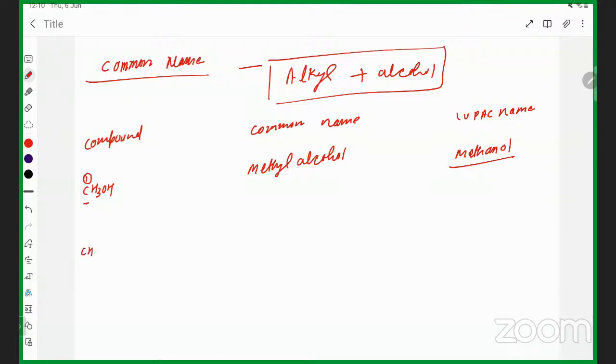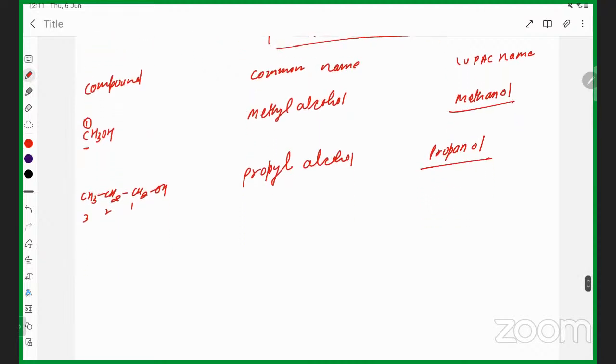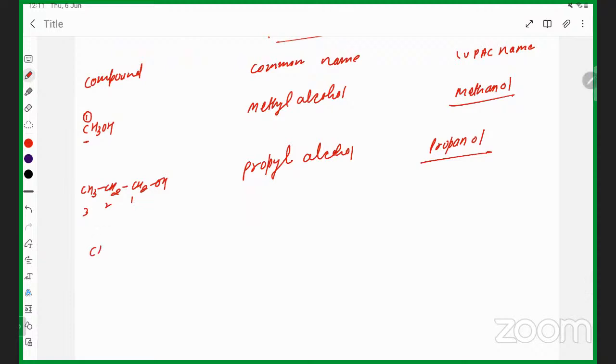If I write another example, CH3CH2CH2OH. So 1, 2, 3. 3 carbon is called propyl, then it is propyl alcohol. And for the IUPAC name, we have to write the word root. Word root is prop, single bond is ane, OH group is ol: propanol. Now another one we are writing, CH3, CH, this is CH3, here is OH. What is this group called? Isopropyl. Isopropyl alcohol. And for IUPAC, 1, 2, 3, so this is propane-2-ol.